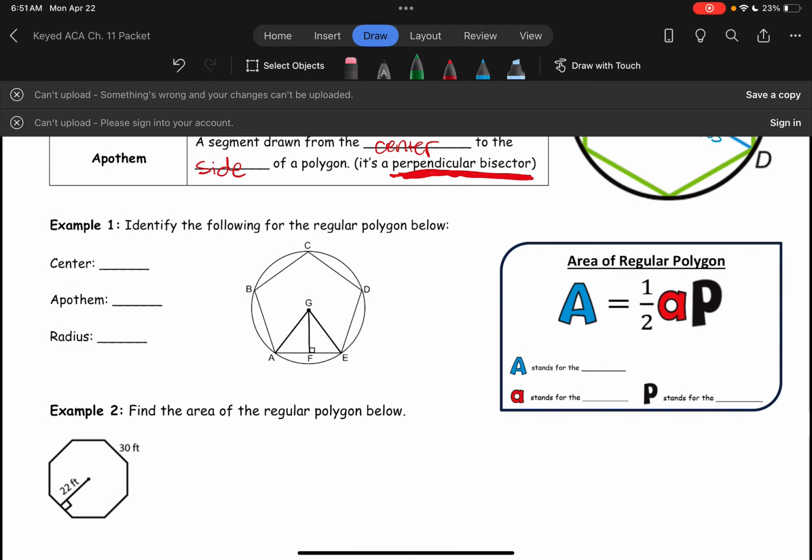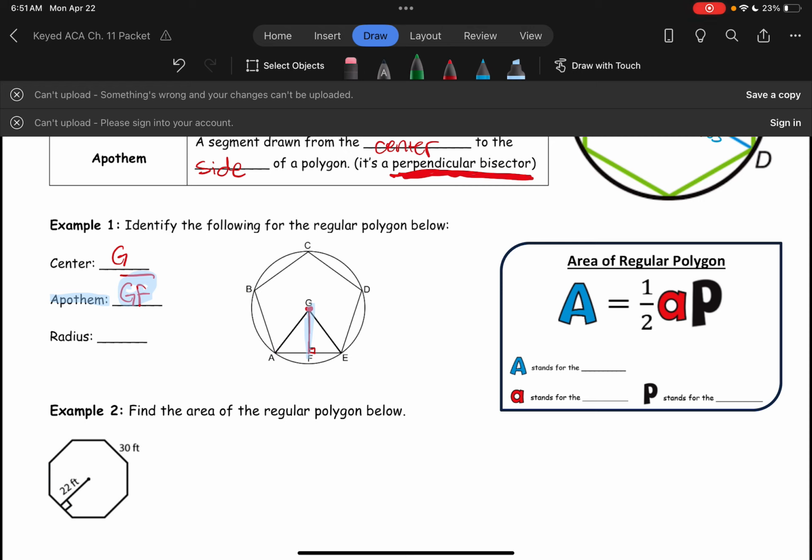So let's practice just identifying these new vocabulary terms. In example 1, it says identify the following for the regular polygon below. It says identify the center. Well, the center is going to be right smack in the middle. That's going to be point G. The apothem, remember the apothem goes from the center to the side of a polygon, and it creates a 90-degree angle. It's perpendicular. So our apothem here is going to be GF. Okay, so line segment GF will be our apothem.